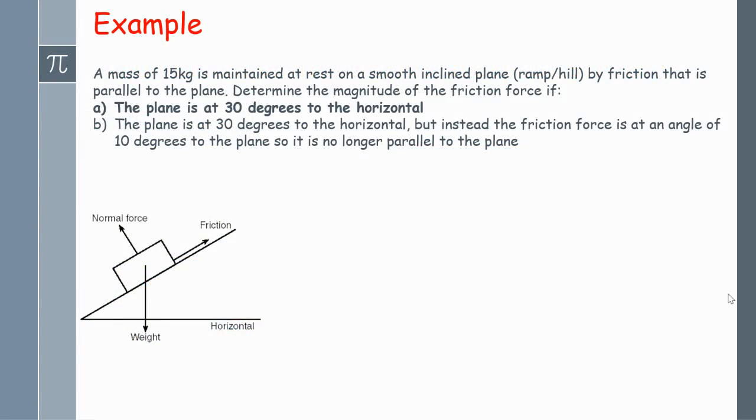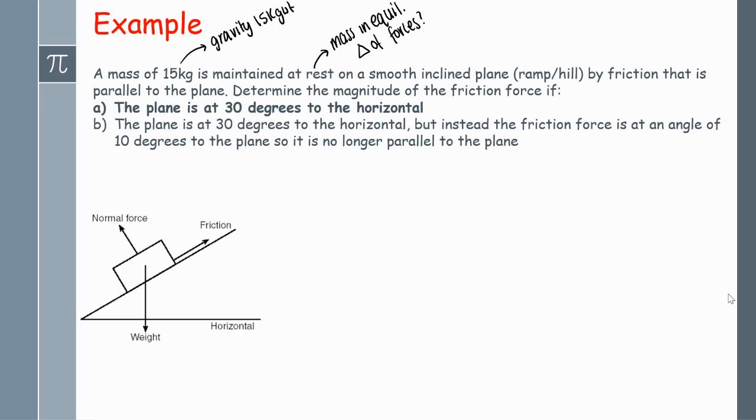Here are our examples. The first one says a mass of 15 kilograms. The 15 kilograms tells us what gravity will be here. So the gravity force will be equivalent to 15 kg WT. And this force is maintained at rest. If it's at rest, remember that our object is in equilibrium. And that gives us an indication that maybe we can use a triangle of forces.